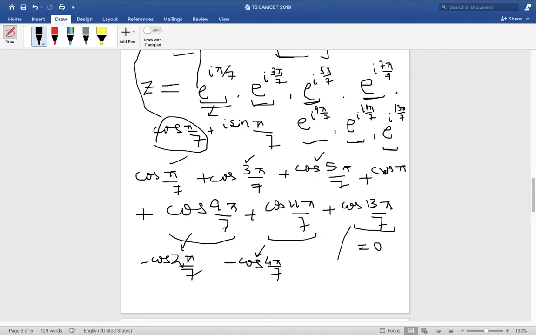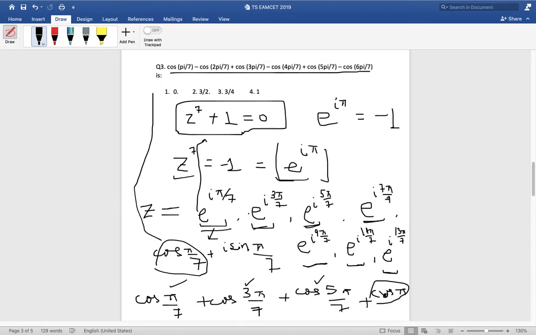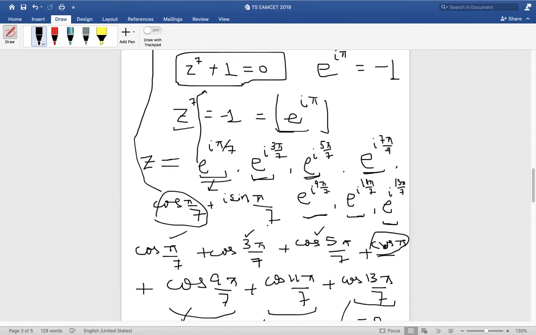And this will become minus cos 6 pi by 7. So we have got what we need: cos pi by 7 minus cos 2 pi by 7 plus cos 3 pi by 7 minus cos 4 pi by 7 plus cos 5 pi by 7 minus cos 6 pi by 7 plus cos pi is equal to 0. So the answer is 0 except for this term cos pi.